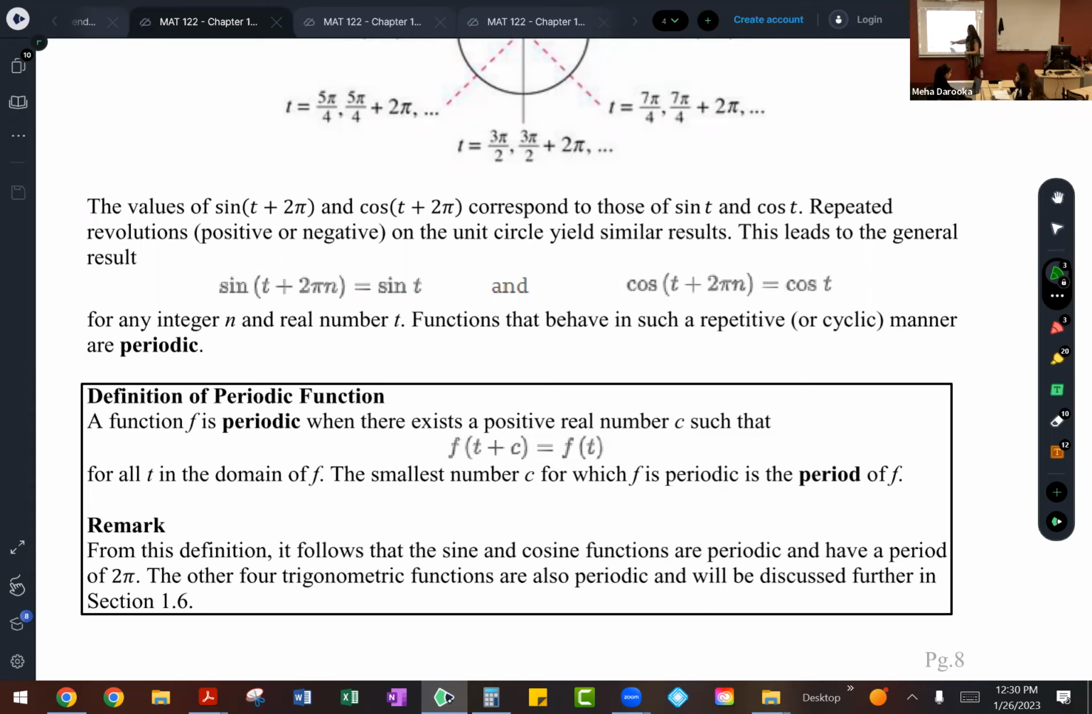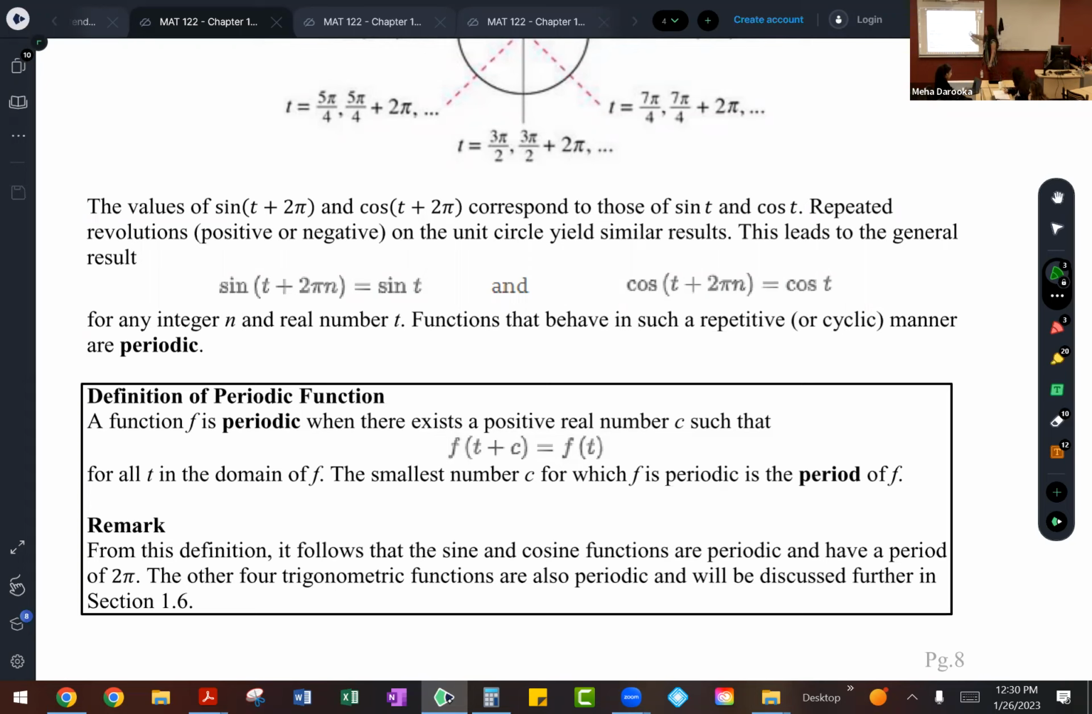So we're defining it as a function f is periodic when there exists a positive real number c, such that when I add that c to my original angle, it still brings me back to that same number. And that's what happens, right? I add 2 pi to an angle and I still end up at the same angle. So that's what they're talking about in terms of being a periodic function.